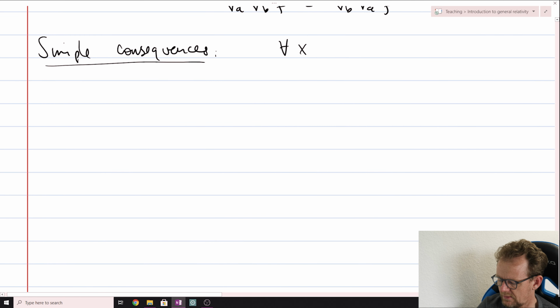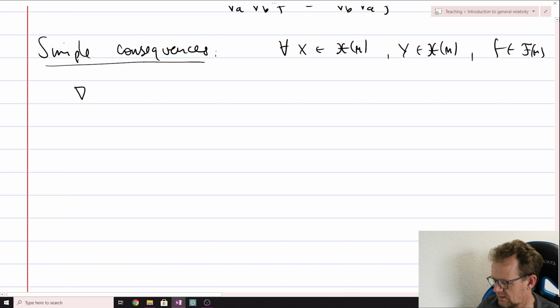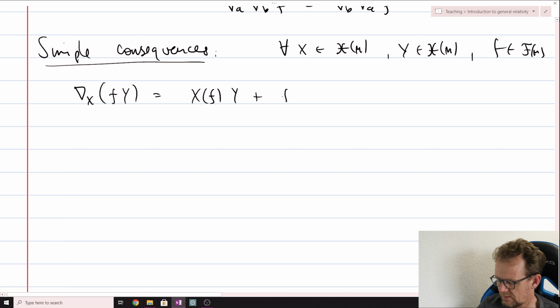So, for example, if you have two vector fields x and y and a scalar function f, then if you take the covariant derivative in the direction x of the scalar function times y, we can apply Leibniz and the reduction to vector fields on scalars to learn immediately that this object is also a vector field and can be expressed in the following fashion. So that's an interesting simple consequence just of Leibniz and the reduction to vector fields on scalar functions.